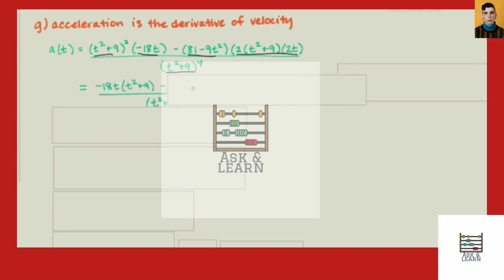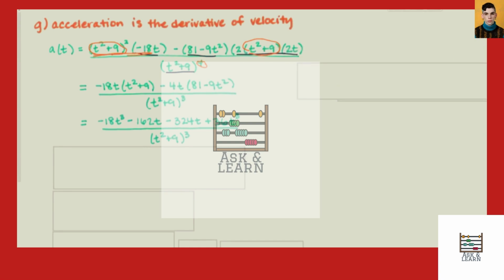That's going to need to be simplified if we're going to be able to use it for anything. So I distributed and multiplied these together. Actually, no, I did not distribute. What I did was I factored out a t squared plus 9 from here and a t squared plus 9 from here, and I canceled it with one of the t squared plus 9s on the bottom. So that left me with what we see in the next step. And then I distributed. So I multiplied the 18t by t squared plus 9, and I multiplied the 4t by 19 minus 9t squared.